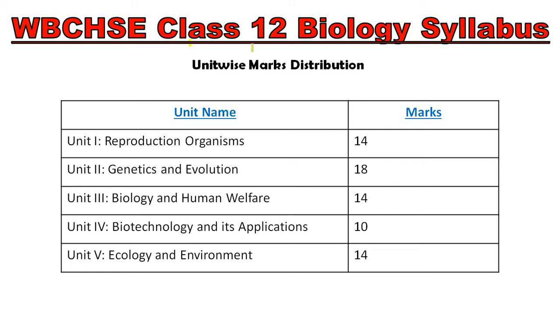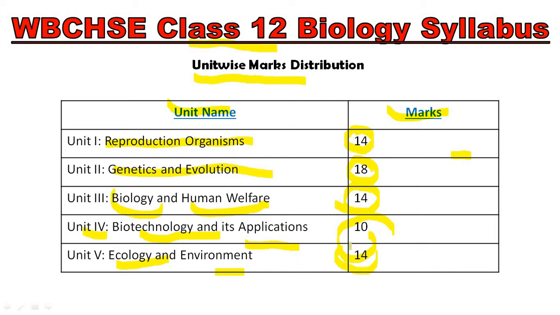WBCHSE Class 12 Biology Syllabus. It is the unit-wise marks distribution: the unit name along with the marks. The Reproduction of Organisms, Unit 1, marks 14. Unit 2, Genetics and Evolution, marks 18. Unit 3, Biology and Human Welfare, marks 14. Unit 4, Biotechnology and its Application, marks 10. And Unit 5, Ecology and Environment, marks 14.